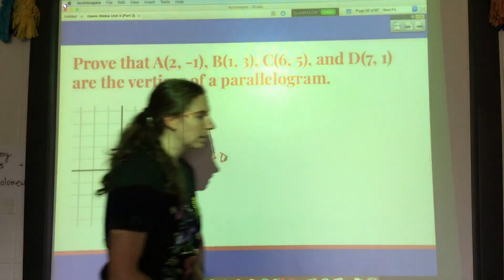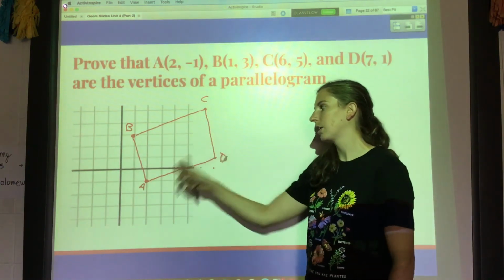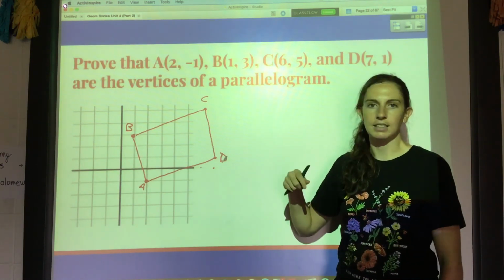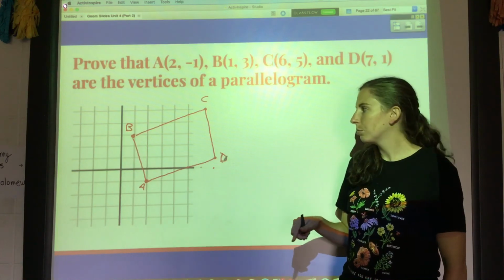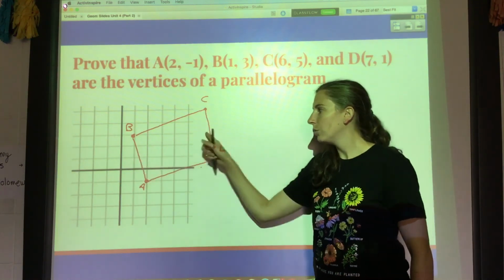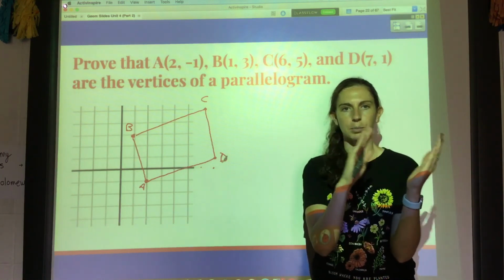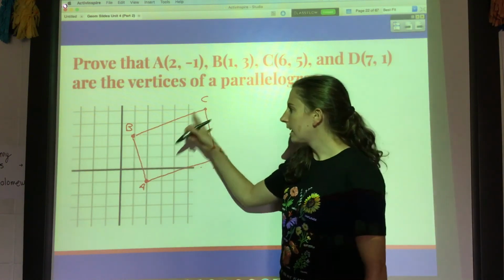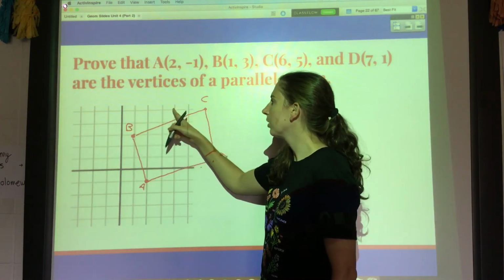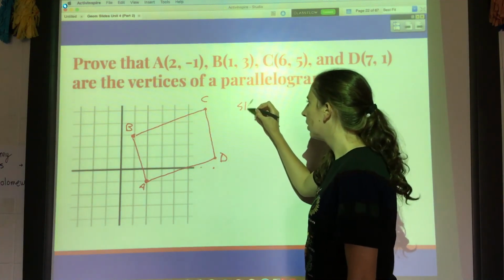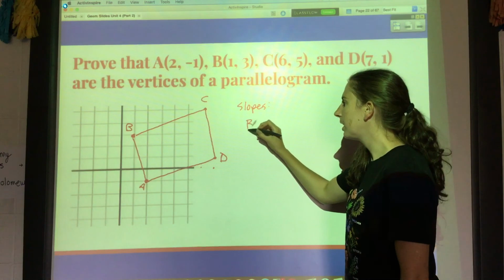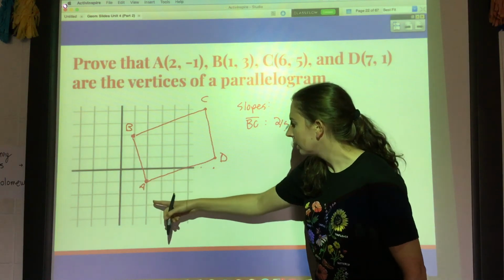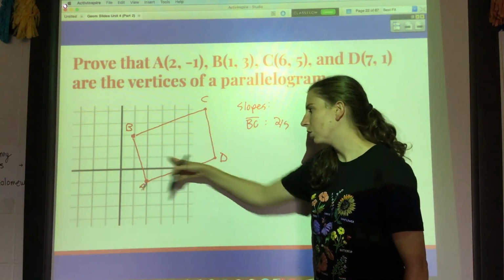Okay, to prove it's a parallelogram, I know that a parallelogram has congruent sides, but that's not its definition. Its definition is that it has parallel sides. So to prove this, I'm going to prove, are these two parallel and are these two parallel? How do I prove two lines are parallel? Remember, that's not the lengths, that's their slopes. So the slope of BC is up 2 over 5. So I'm going to say these are the slopes. For BC, it's 2/5. For AD, it's also 2 over 5.